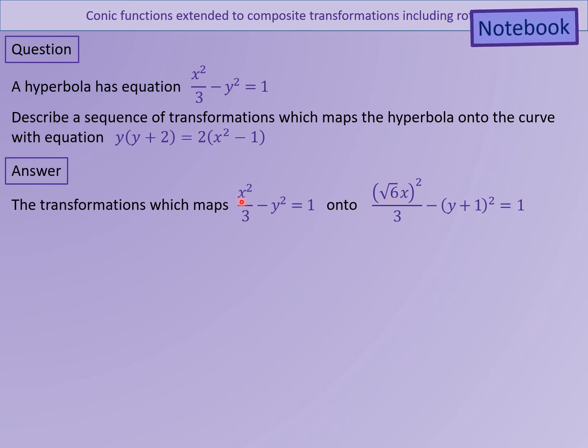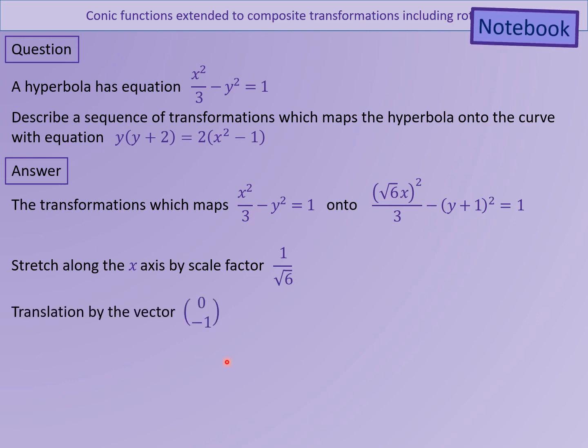What are the two transformations? If x goes to root 6x, that looks like a stretch to me, by scale factor 1 over root 6. It's the opposite way around, of course. And the y goes to y plus 1, so therefore that's a translation by (0, 1). So there's a sequence of transformations that maps that curve onto that curve. Always be wary in case the examiner tricks you out and wants you to work backwards the other way around.